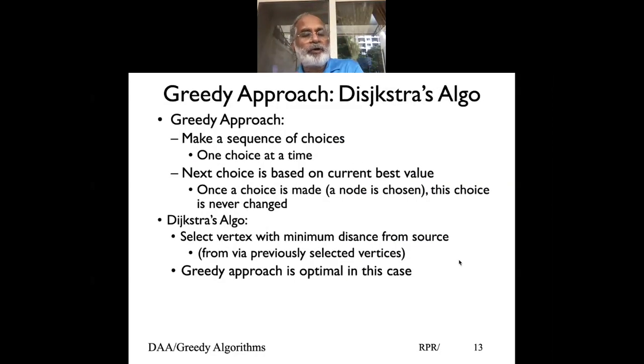Is it a greedy approach? Yes, it is a greedy approach, because what is a greedy approach? In a greedy approach, we make a sequence of choices, and once a choice is taken, this choice is never changed. And what is our choice? Using some greedy approach to pick the choice. In Dijkstra algorithm, we are making a choice with minimum distance from source. Sorry, typo there. Minimum distance from source. Let me just correct this.